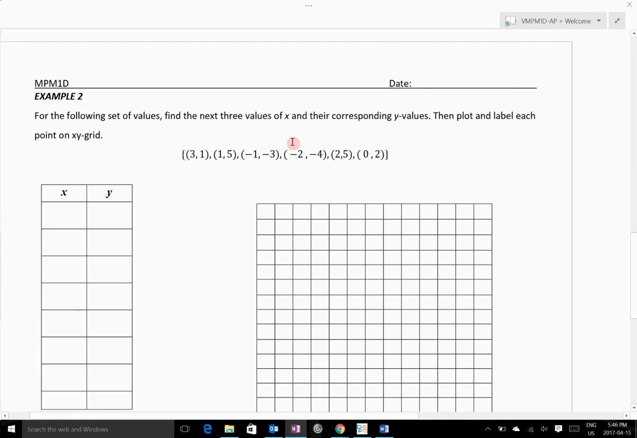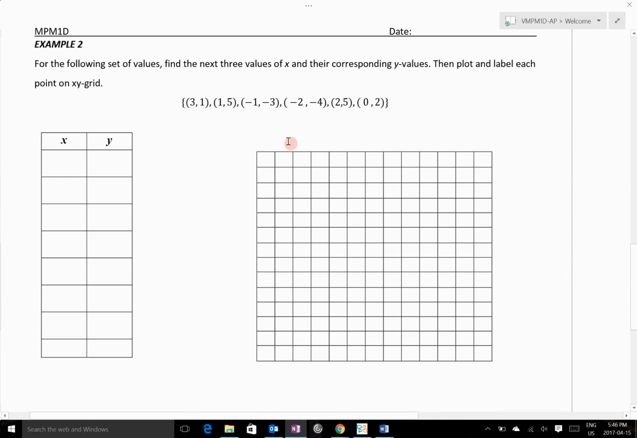Let's look at another example. For the following set of values, find the next 3 values of x and their corresponding y values, and plot and label each point on the xy grid. Okay, let's start plotting some values here. So we have (3, 1), (1, 5), (-1, -3), (-2, -4), (2, 5), (0, 2).